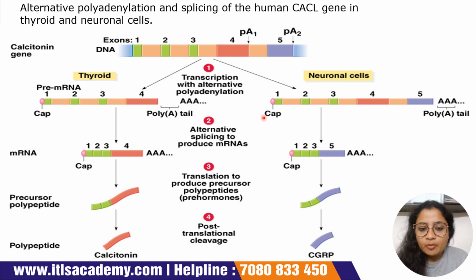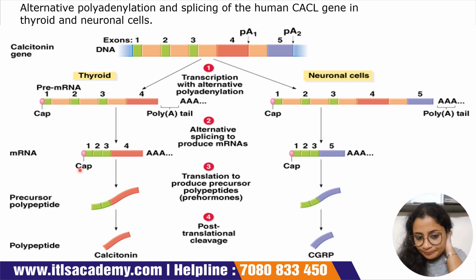So what is happening? Transcription with alternative polyadenylation. See, this is the poly A tail that is getting added to the end of the pre-mRNA, both in thyroid as well as in neuronal cells. And at the other end, we have the capping. The capping of mRNA is also very important. Second step will be alternative splicing to produce the mRNAs.